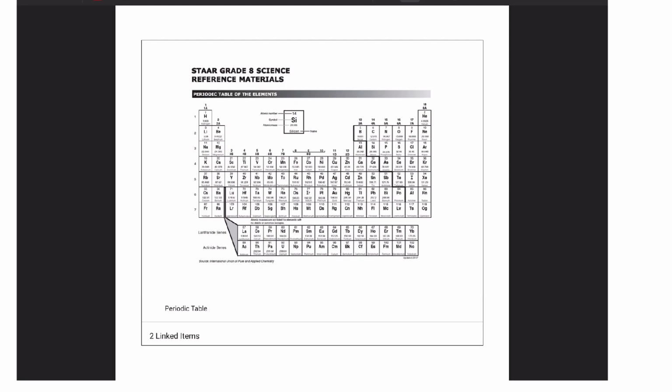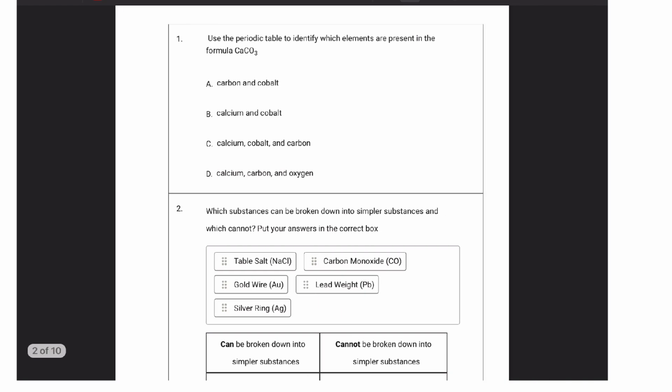All right, guys, this is the Unit 1 test. I guess you'd call it a review. This is me going over the test with you. All right, so Unit 1 test, let's go ahead and start with number 1.